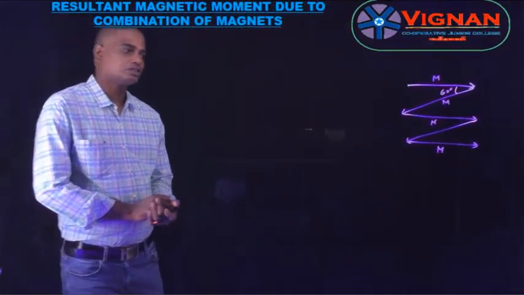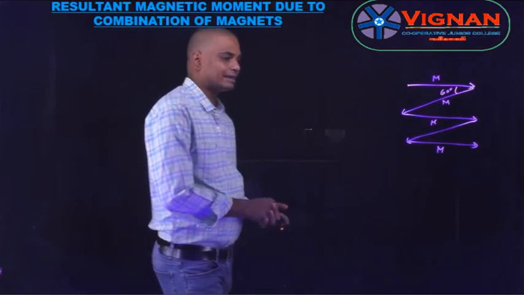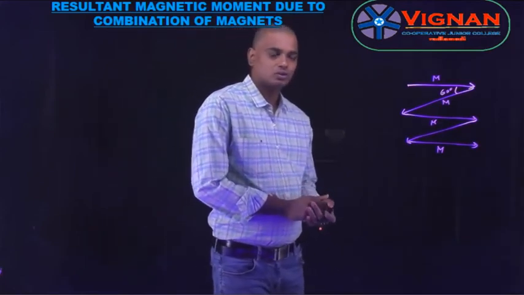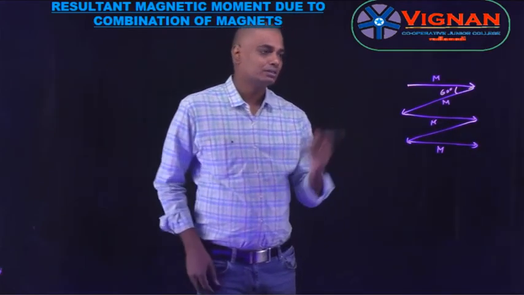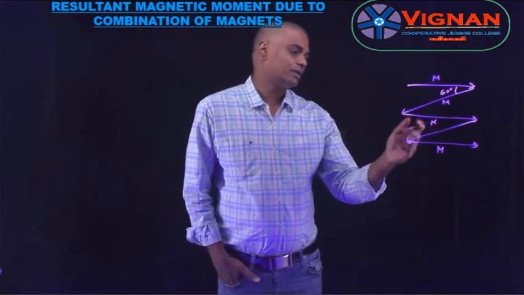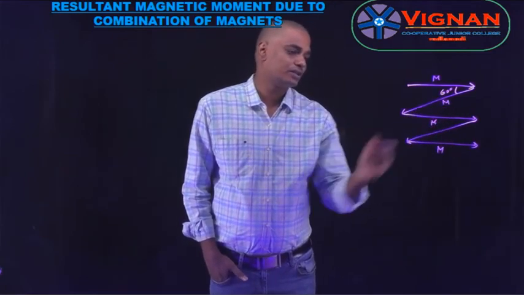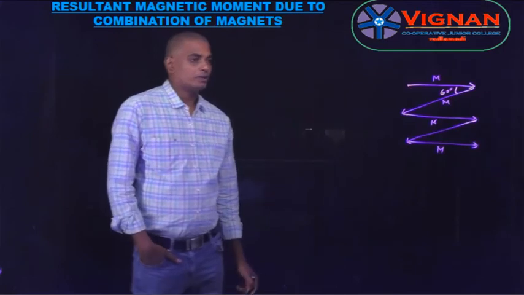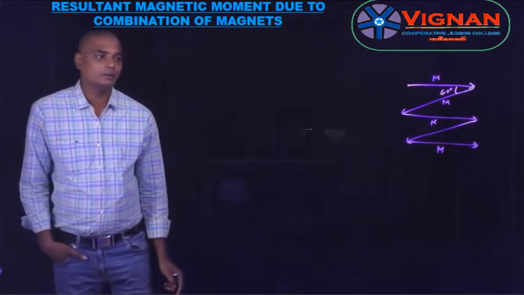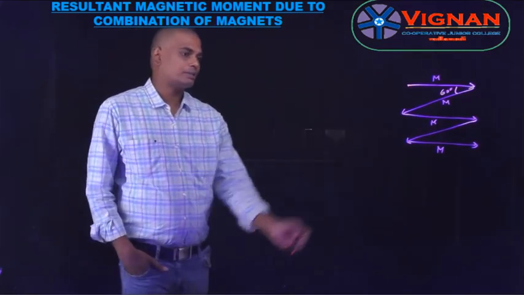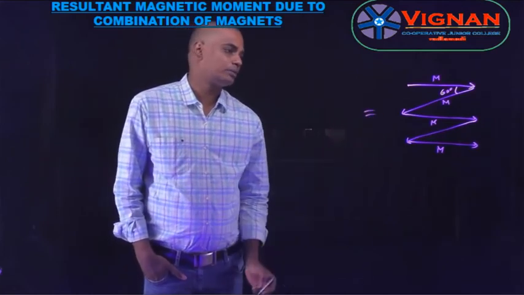So our next question is like this. We have 5 identical bar magnets whose magnetic dipole moment is M and placed in such a manner that the angle is 60 degrees everywhere. Now we need to calculate the resultant magnetic dipole moment. Which can be simplified in this manner, which can be written like this.